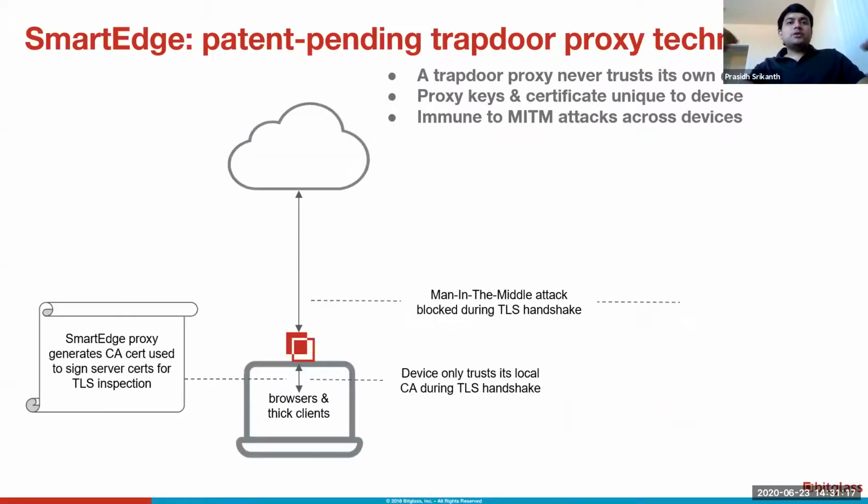The reason why we are able to deliver the solution on the endpoint is through our patent pending trapdoor proxy technology. The way we like to call it is your own head does not trust your tail, right? Traditionally, how things have been delivered is that you have a central CA which controls and manages the certificates. Now we push that to our smart edge proxy, where the proxy generates a CA cert, which is used to sign the server certs, for example CNN, NY Times, any of those, and then use it for TLS inspection.